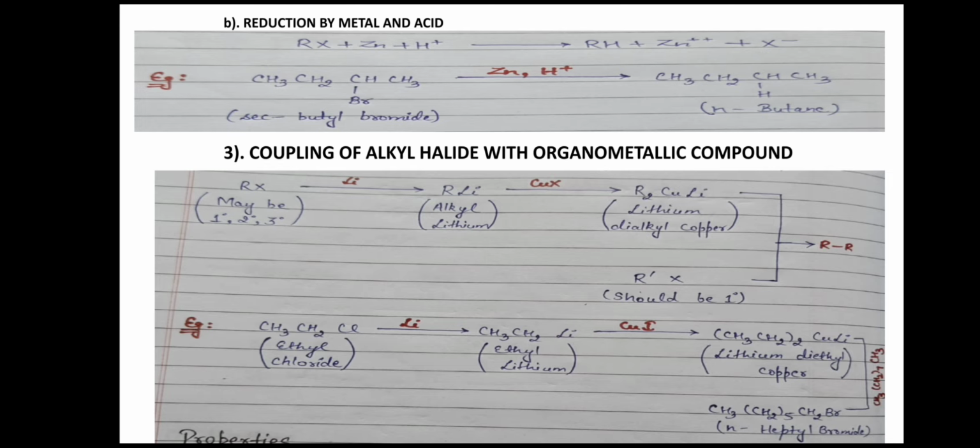We will get the alkanes. For example, we have taken ethyl chloride. When we react it with lithium, we will get ethyl lithium, and when we react it with copper iodide, we will get the lithium diethyl copper, and when we react it with the alkyl halide, we will get n-heptyl bromide.